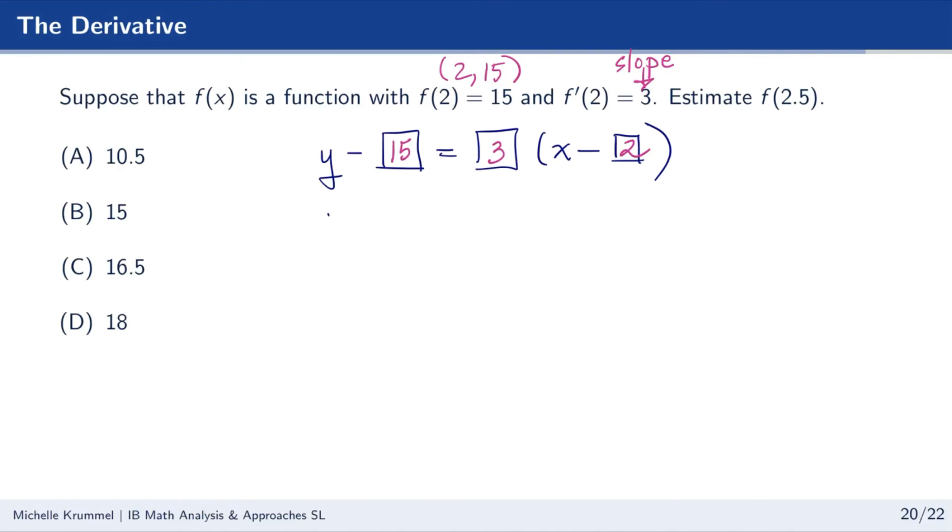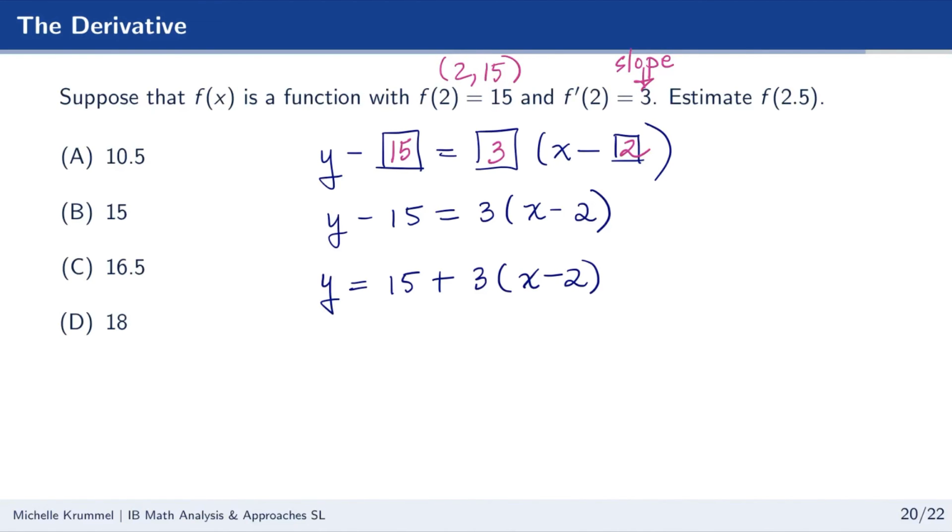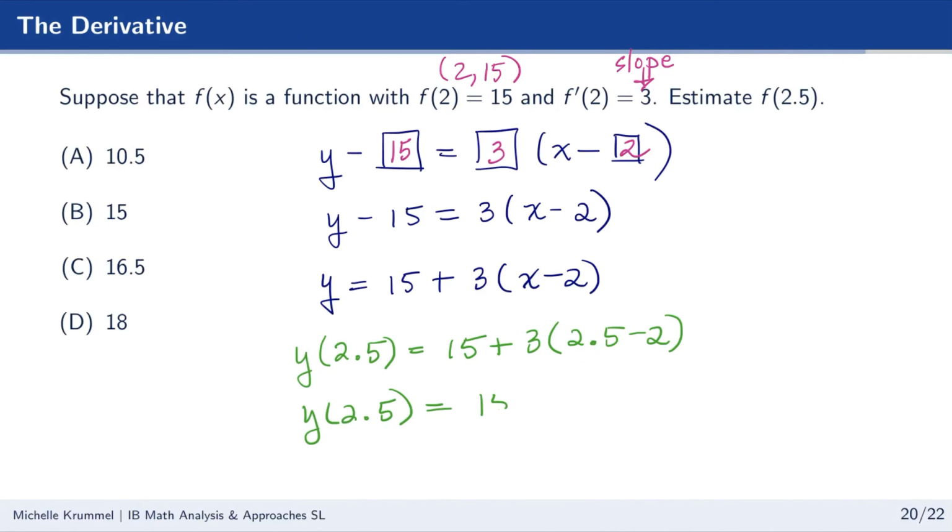So now we have our tangent line equation. y minus 15 equals 3 times x minus 2. And we want to estimate f of 2.5 using this tangent line equation. So we will let x equal 2.5. If you wanted to solve this for y, you can. We'll do 15 plus 3 times x minus 2, just so now I can write this notation, y of 2.5 is 15 plus 3 times 2.5 minus 2. So y of 2.5 equals 15 plus, 2.5 minus 2 is 0.5, and 3 times 0.5 is 1.5. And 15 plus 1.5 is 16.5.